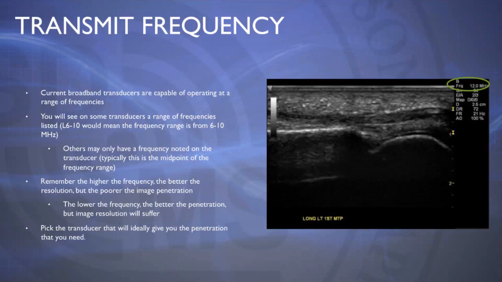Remember that the higher the frequency, the better the resolution, but poorer the image penetration. And the lower the frequency, the better the penetration, but our image resolution will suffer. Again, they're inversely related. So pick the probe that will ideally give you the penetration that you need.